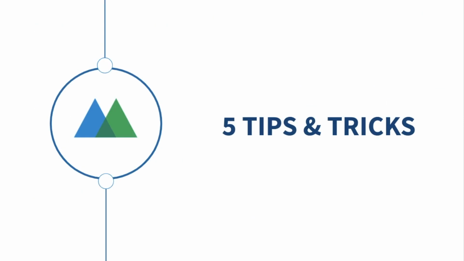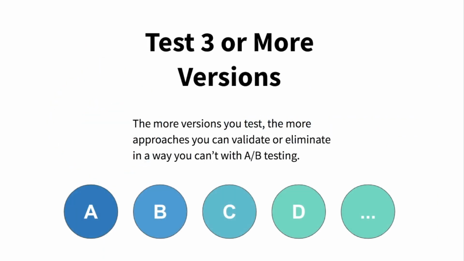And now for some tips and tricks to get the most out of MT. Gaining content insights takes a long time with A/B testing because you're only able to validate or eliminate one version at a time. But with multivariate testing, you can feed as many versions as you want into the test, which dramatically speeds up your learning cycle. One multivariate test can do the work of many A/B tests, so you should always include 3 or more versions to increase your productivity.